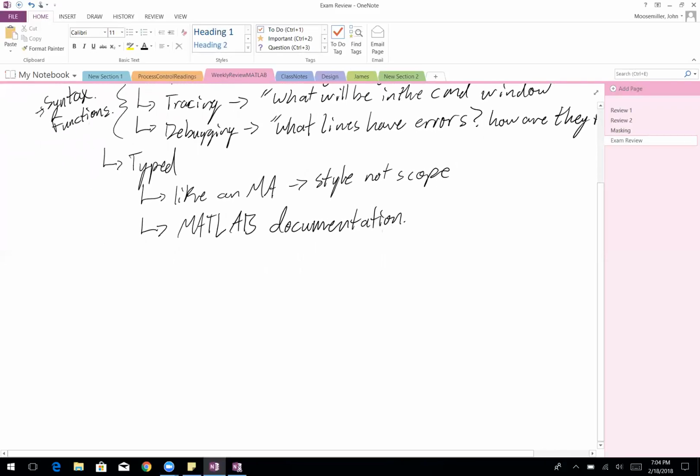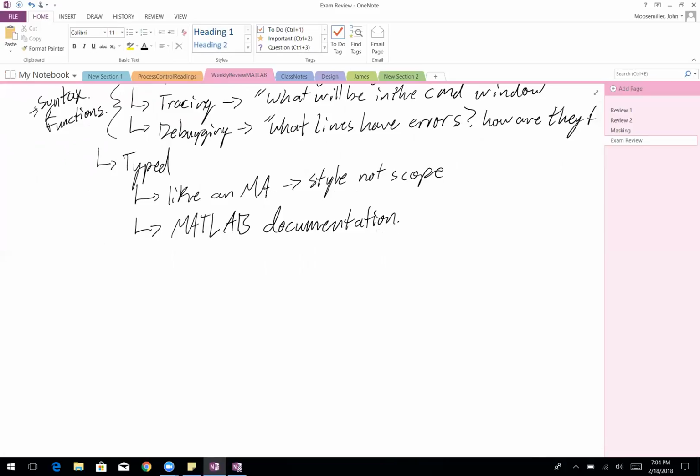But make sure that you're comfortable with using it because it could come in handy. So again, if you were confused about how to use the dimension qualifier on sum versus max, you'd be able to figure that out on the typed portion of the exam because you have access to the documentation.